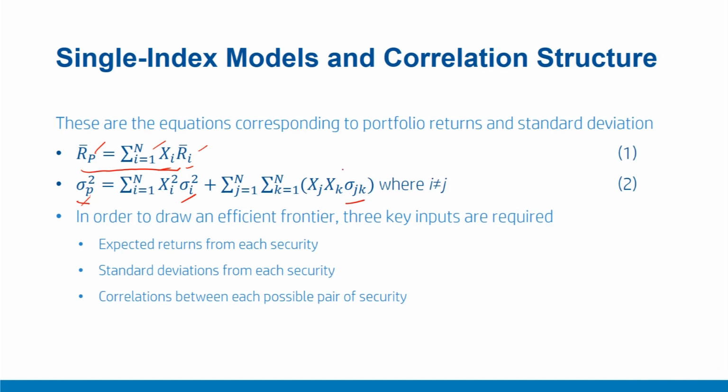Now, for the analysis of portfolio and examination of the efficient frontier, three key inputs are required in these equations. First is the expected returns for each security, which is R_i bar, standard deviation for each security, which is sigma_i, and correlations across each pair of securities, which is either rho_jk correlation or covariance sigma_jk. Correlation is just a standardized form of covariance.